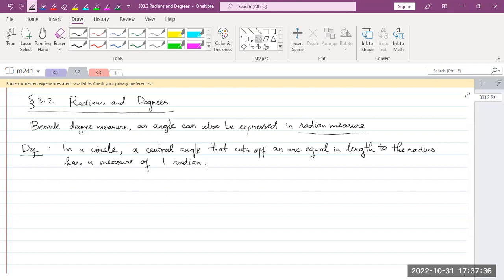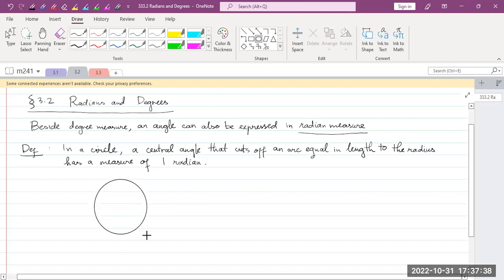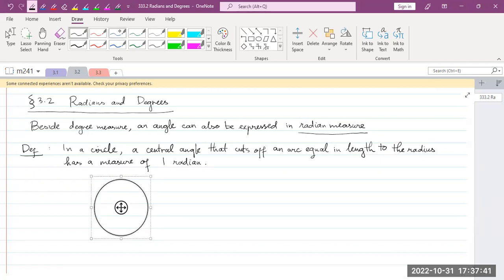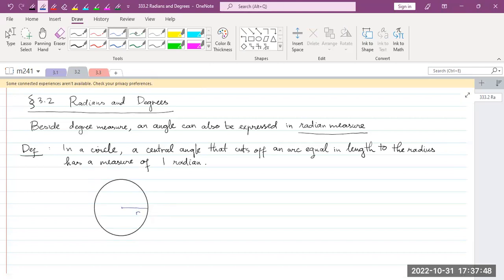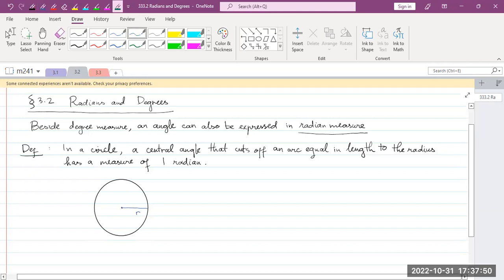So suppose I have a circle, and the radius of that circle is r. Now, if the central angle cuts the arc, let's say this is central angle theta, and the length of the arc here is the same as the radius, which is r, then that's how we define theta to be 1 radian.